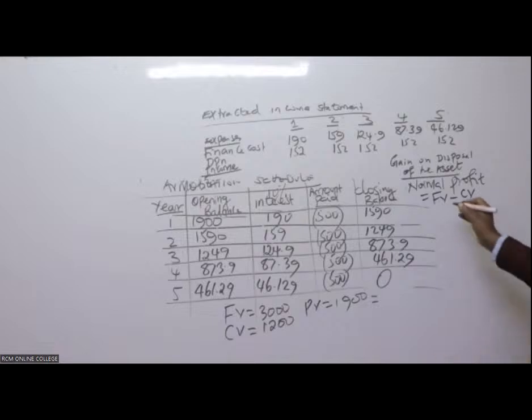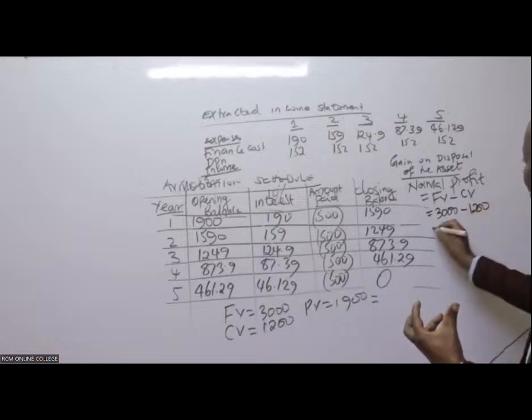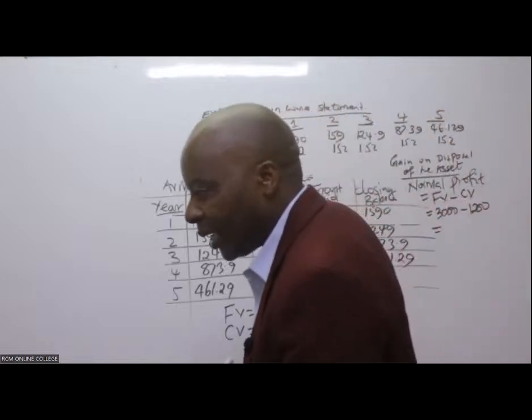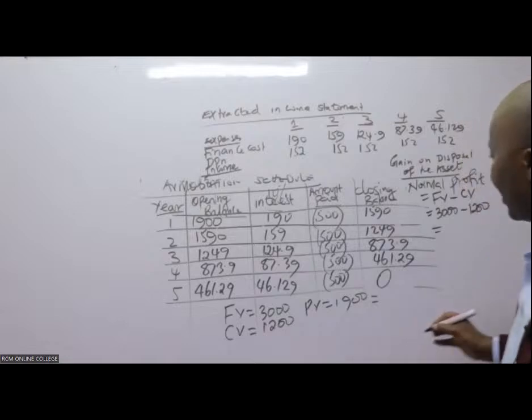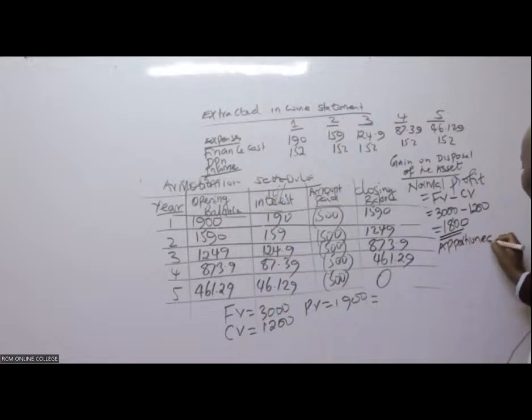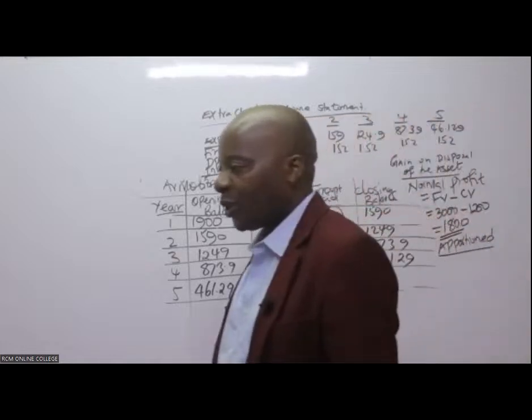So fair value here is 3,000. The carrying value or book value is 1,200. So is there somebody who is able to see this normal profit? Grace is telling me there is a figure of 1,800. But now remember that this 1,800 must always be apportioned. Is there somebody who is able to remember what criteria I am going to use to apportion?